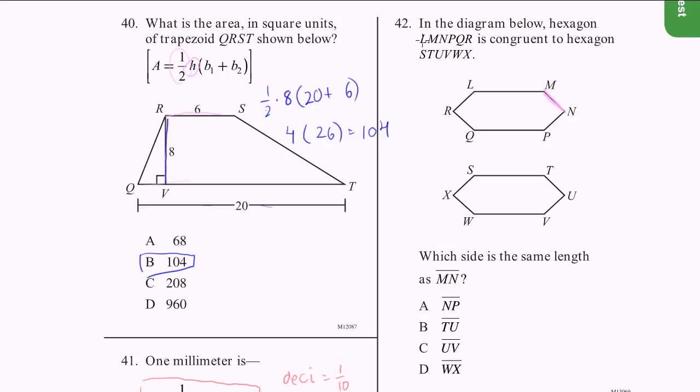So they start here, they say LMNPQR, and then they say STUVWX. So they're not confusing us. These points do correspond. S corresponds to L, M corresponds to T, and so forth and so on. So this segment is going to be congruent to that segment right there, segment TU. So MN is the same length as TU. So that is choice B.